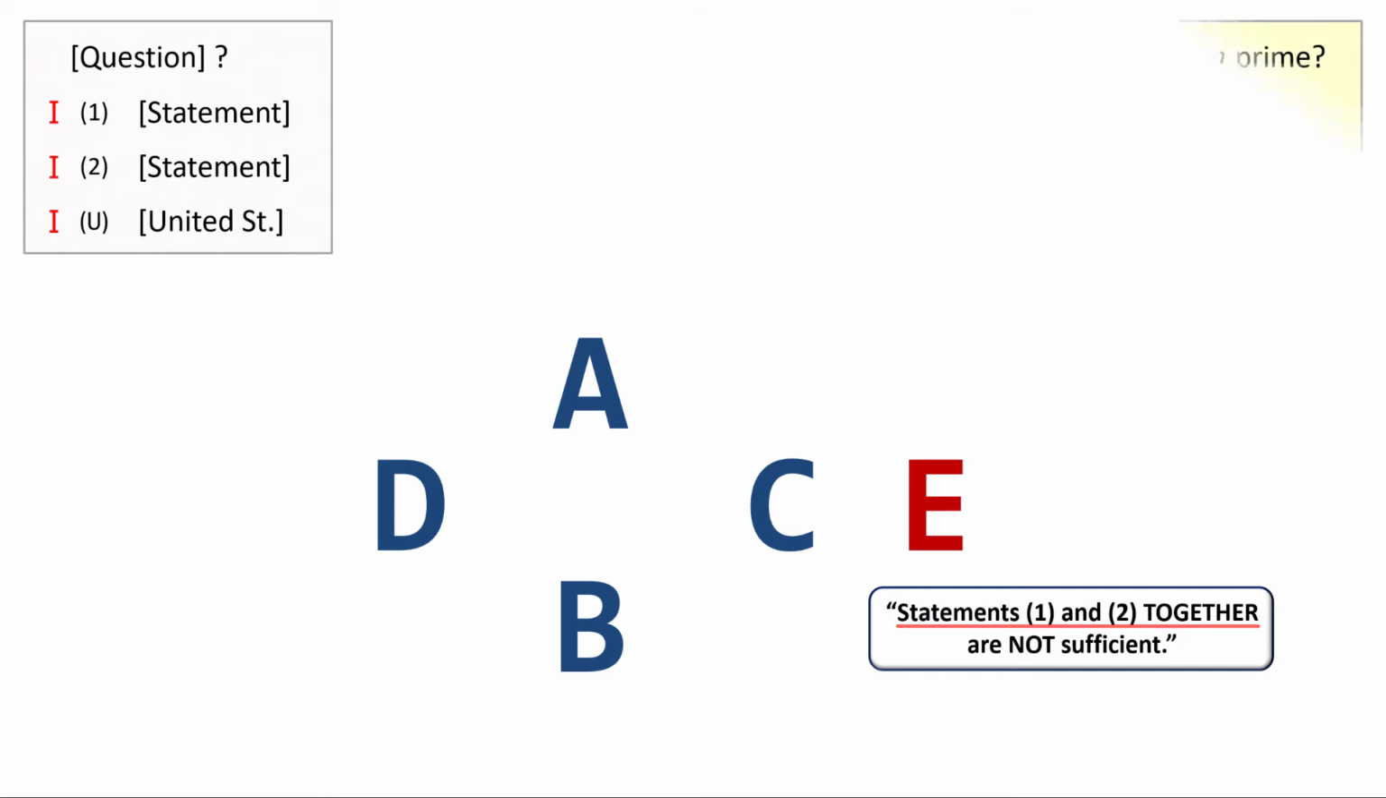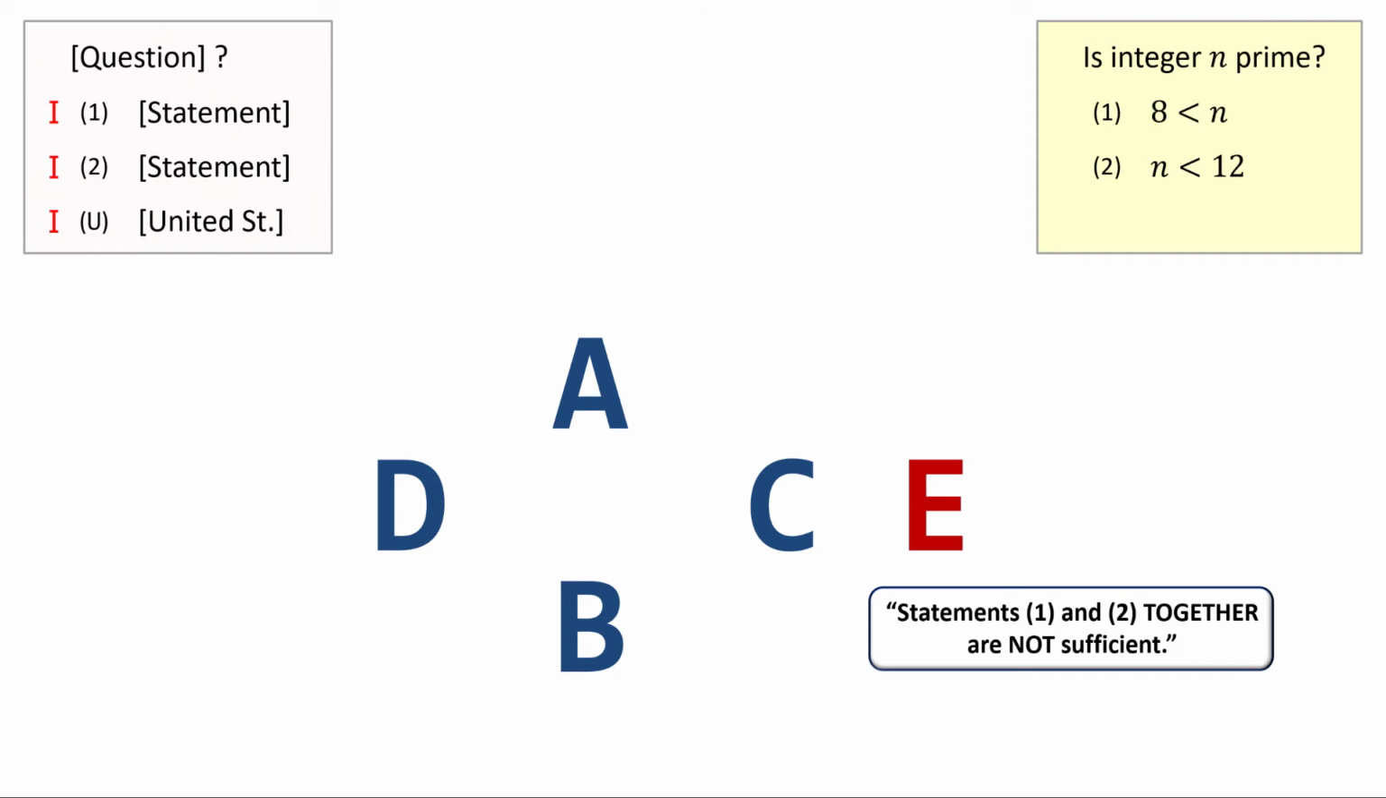Let's turn to an example where E is the right answer. The question asks whether integer n is prime. In case you are a bit rusty on prime numbers, recall that most integers can be broken down into factors. For example, 210 is 21 times 10. Continuing this process, 21 is 3 times 7, and 10 is 2 times 5. But now we've reached the end of the line.